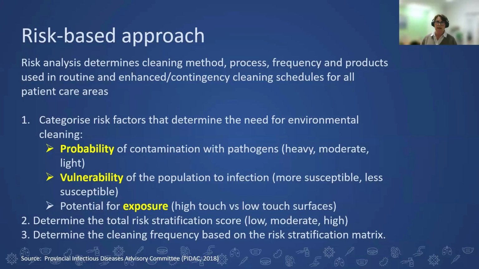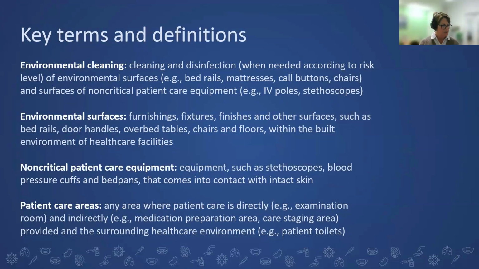That then allows you to determine what the total risk is, and you can risk score it using your risk matrix that we talked about in last week's webinar. So is it low risk, moderate risk, or high risk? And then determine your cleaning frequency based on that risk stratification matrix. I've just put a couple of slides. I'm not going to dwell on them in relation to key terms and definitions. So we really can define what environmental cleaning is, surfaces, non-critical patient equipment, and your patient care areas.